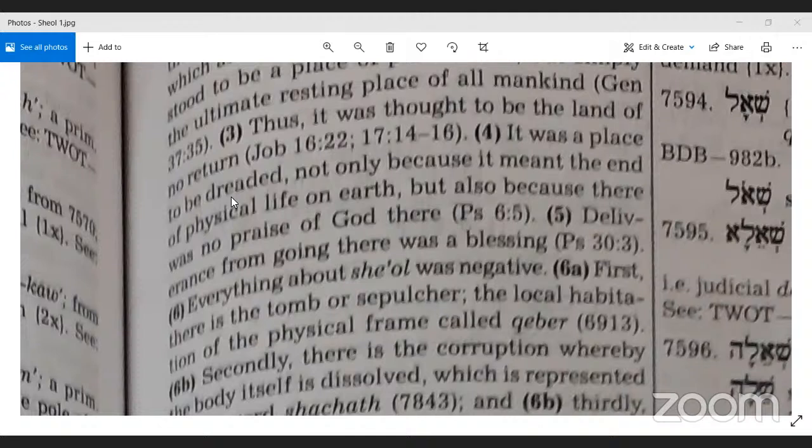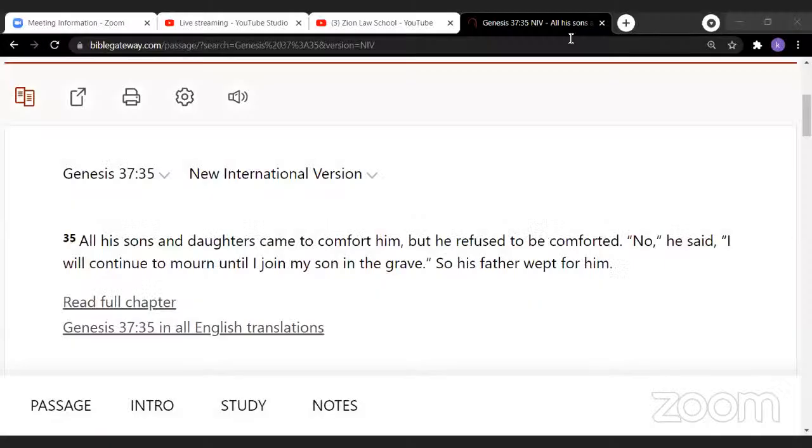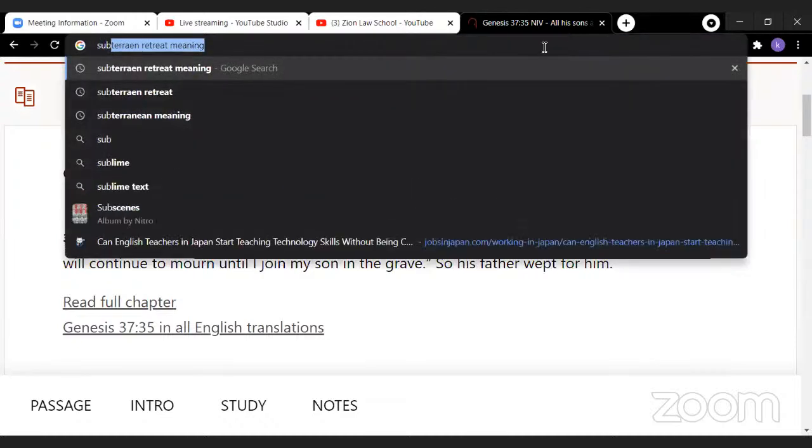So this is part of the analytical process, right? Not only because it meant the end of physical life on earth. Now they said before it was what? A subterranean cavern or subterranean retreat. So that's still on earth, right? Right. Exactly. Thus it was thought to be the land that's on earth of no return. Correct. Remember we looked up subterranean, right? Let's look it up again. Let's look up subterranean again. Y'all see my browser? Yes.